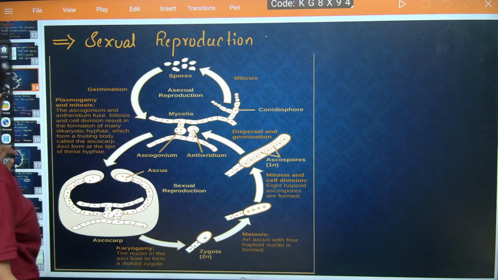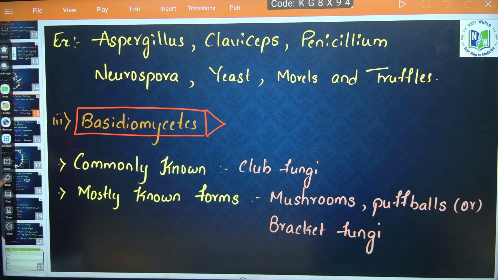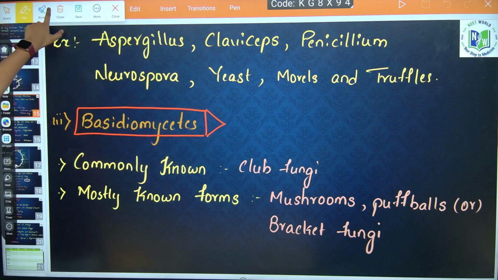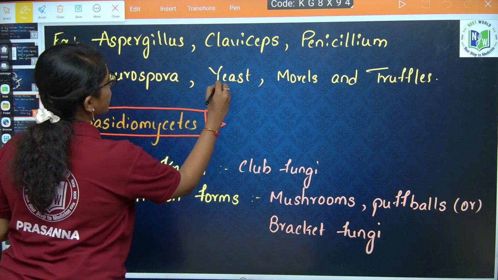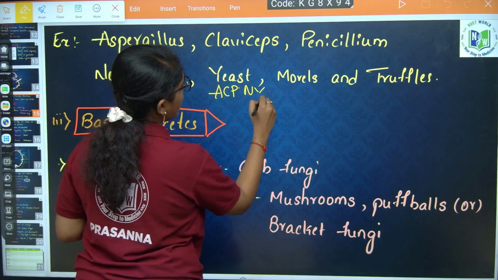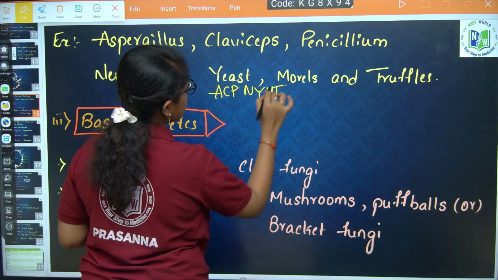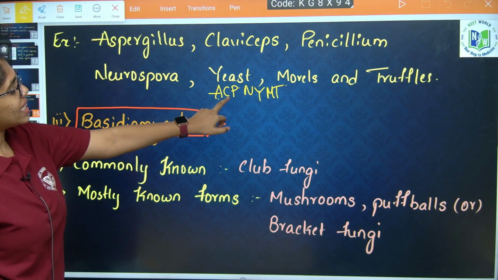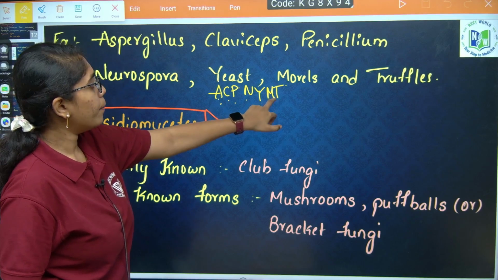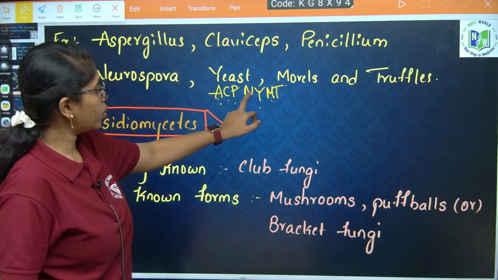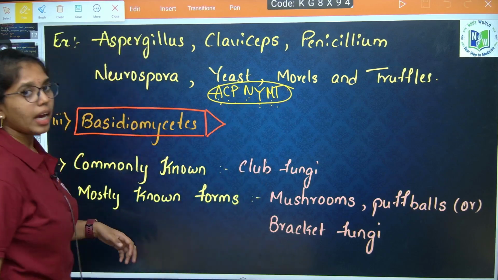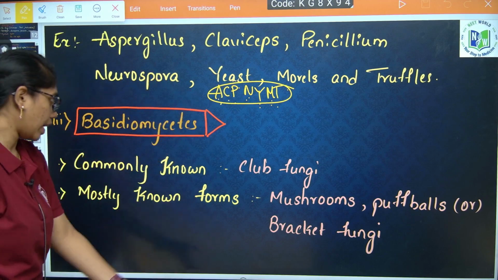Next class, if you take the examples of Ascomycetes, I will give you a small mnemonic for this also. ACP nymph, where Aspergillus, Claviceps, Penicillium, Neurospora, yeast, morels and truffles. Okay, Neurospora, yeast, morels and truffles. ACP nymph, you can remember this. If you have any better mnemonic than this, you can try for that also, no problem.